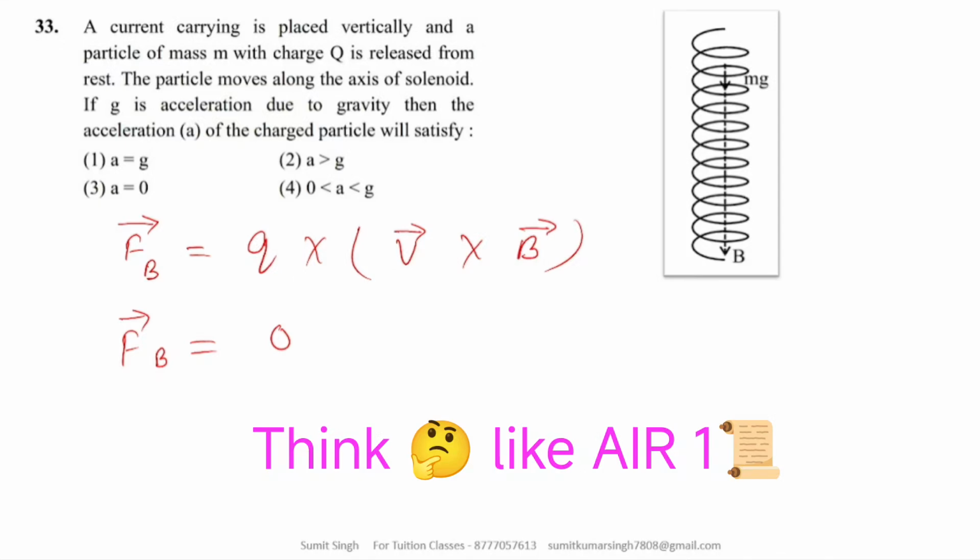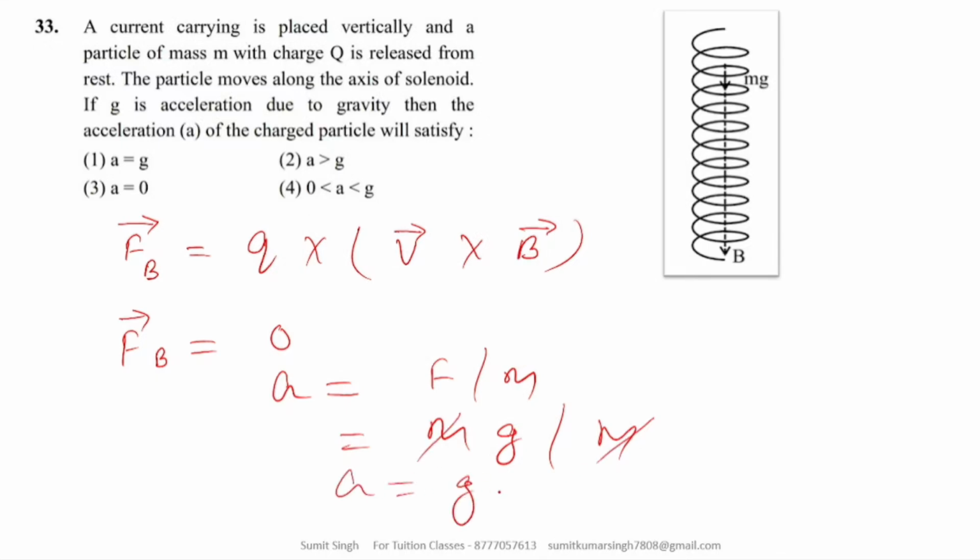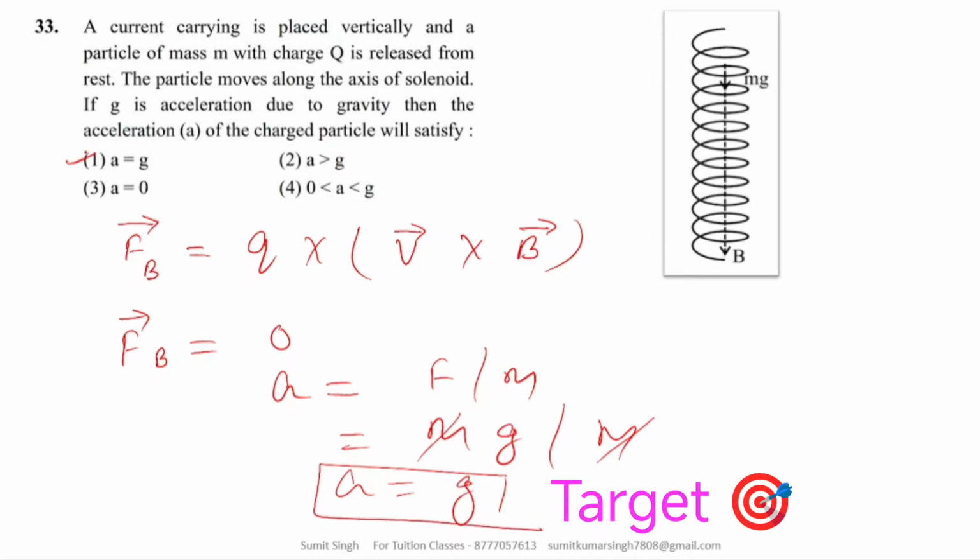This is the main trick. Even though the magnetic field exists, it does not affect the particle. So the only force acting is mg. So the net force will be equal to mg, and by using Newton's second law, the acceleration will be equal to force divided by the mass of the body. Force is mass times acceleration due to gravity, so a equals mg divided by m. The m and m cancel, so basically we have a equal to g. That is our correct answer, option number 1.